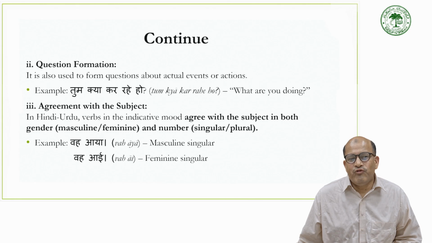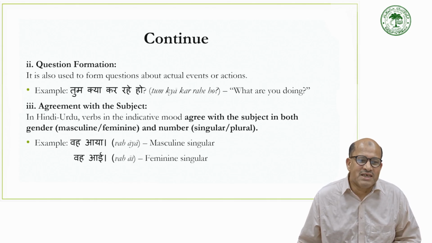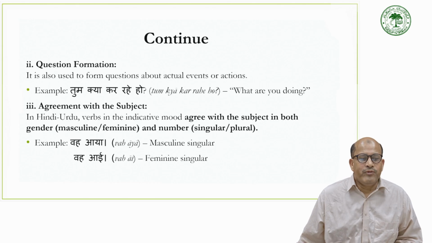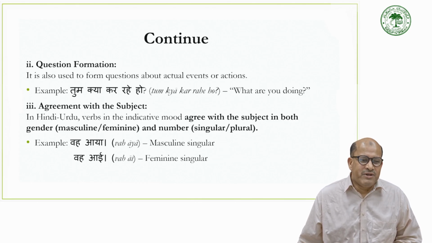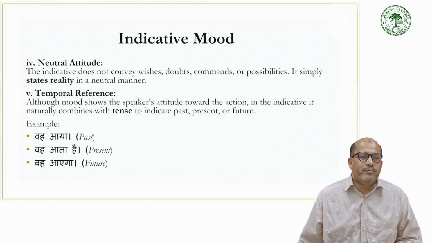In Hindi Urdu, verbs in the indicative mood agree with the subject in both gender, that is masculine and feminine, and number, which is maybe singular and plural. If you look at this example, वह आया, masculine singular, वह आई, feminine singular. So आया agrees with the subject, and that is intransitive. वह आई agreeing with the subject, which is feminine, and आई is intransitive verb.